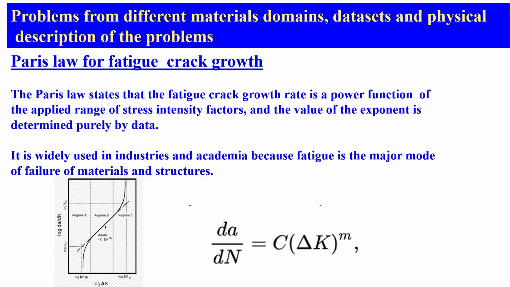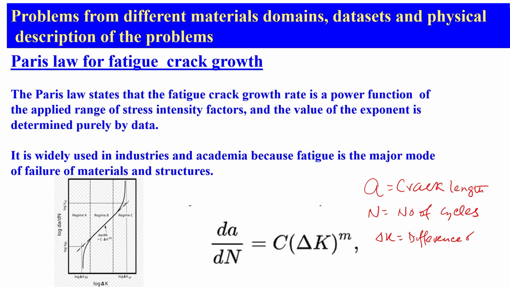This is the equation: dA by dN is equal to C into delta K to the power m. Here dA is the change of crack length, and dN is the change in number of cycles. So, A is crack length, N is the number of cycles, and delta K is the difference of stress intensity factor. You may know, may not know, it is related to fracture toughness.